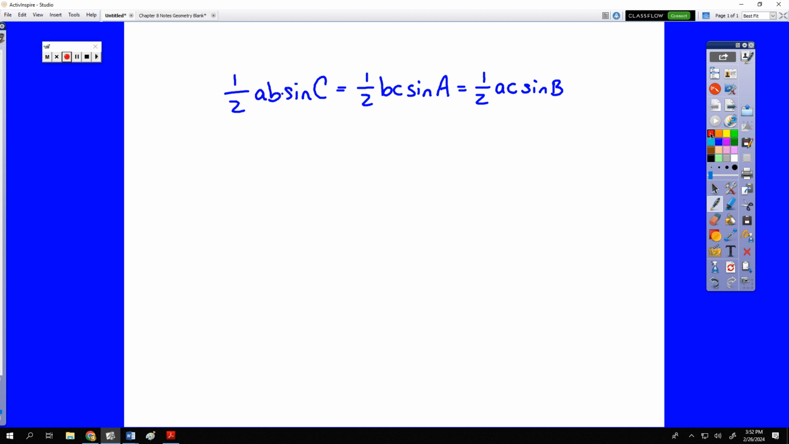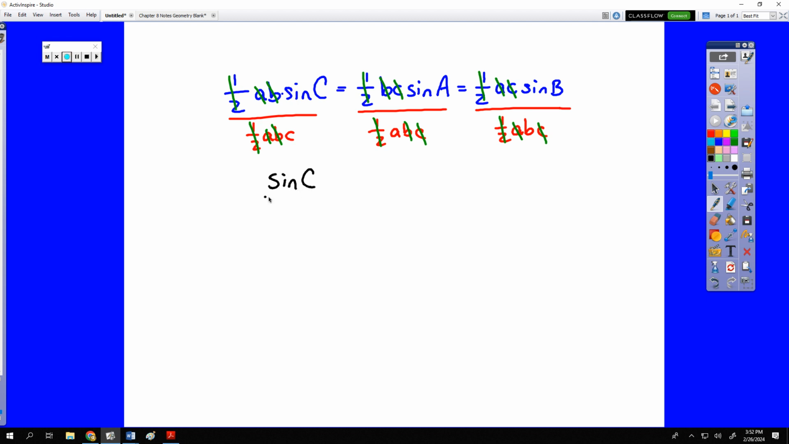Then, if we divide all three of these equations by 1/2 ABC, well, the 1/2s will cancel. In the first fraction, A and B will cancel. In the second fraction, B and C will cancel. And in the third fraction, A and C will cancel, which leaves us with sine of C is to C, as sine of A is to A, as sine of B is to B.